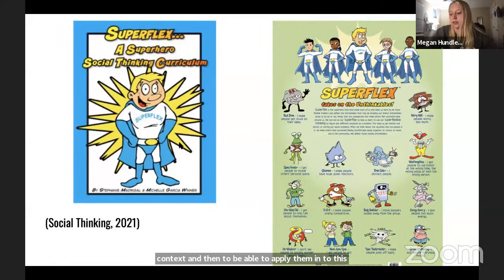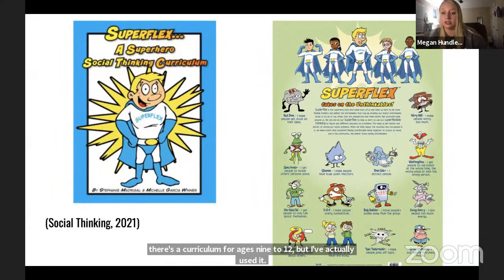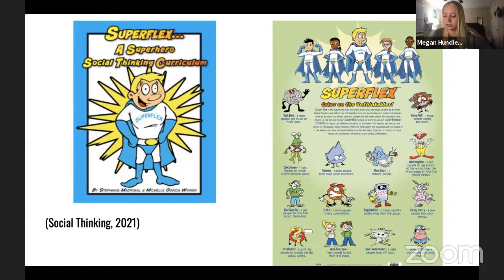And so the curriculum is meant for ages 5 to 10. Then there's a curriculum for ages 9 to 12, but I've actually used it all the way up until teenager, early adult years. I find it applicable. You can use it for older children as well.